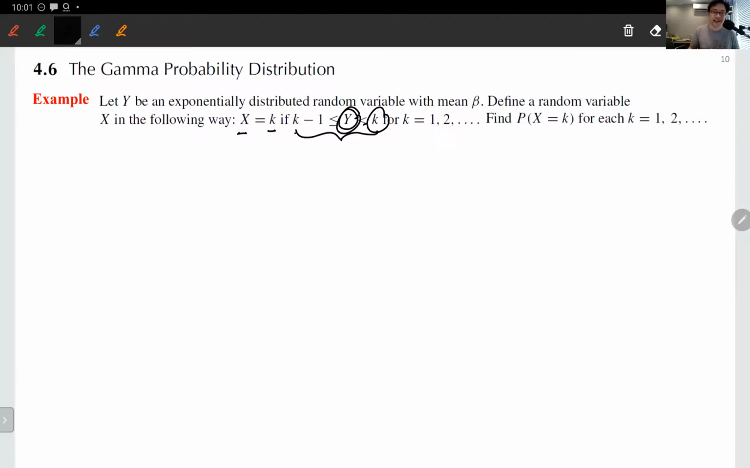So, for example, when Y is between 0 and 1, that's when X equals 1. Something like this. And when Y is between 1 and 2, that corresponds to random variable X equal to 2, and on and on. This is what you're trying to do. So you want to figure out the probability distribution, which turns out to be a discrete one, the probability mass function of X. Okay, let's give it a shot.